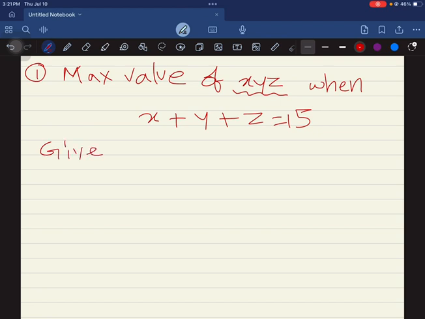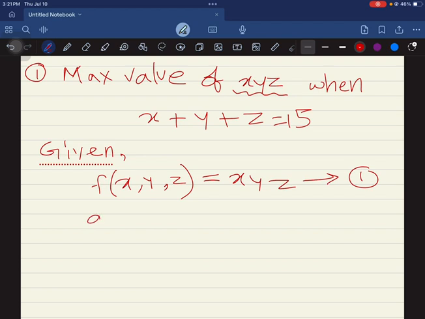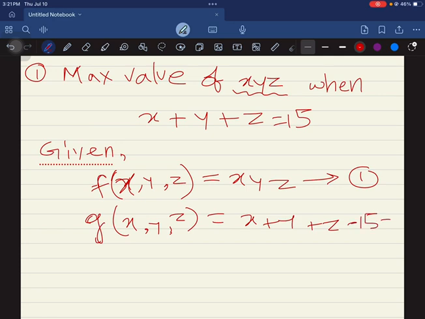So given is the function f(x, y, z) is equal to xyz. We denote it by equation number 1. The next function is g. So this is function g. g(x, y, z) is equal to x plus y plus z minus 15, which is equal to 0. We denote it by equation number 2.